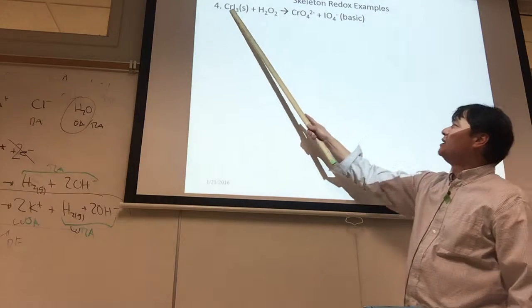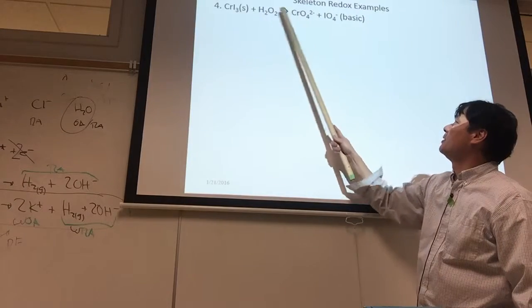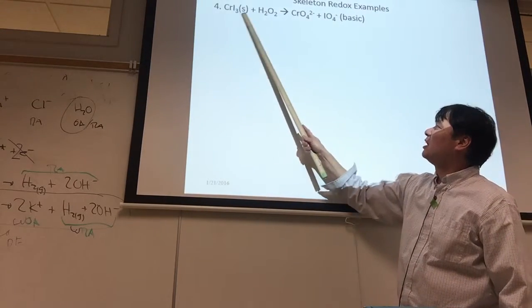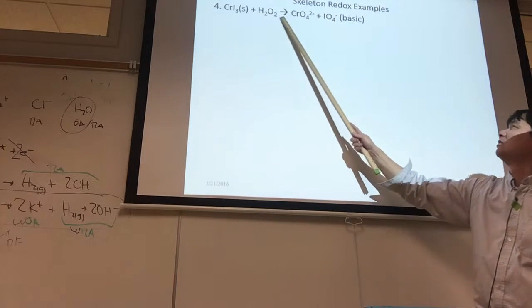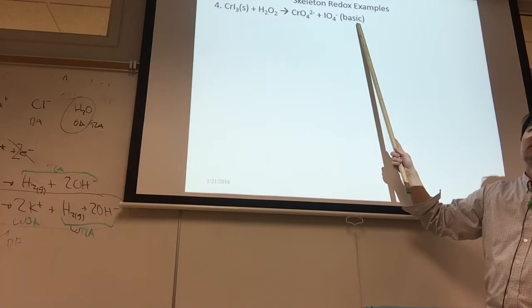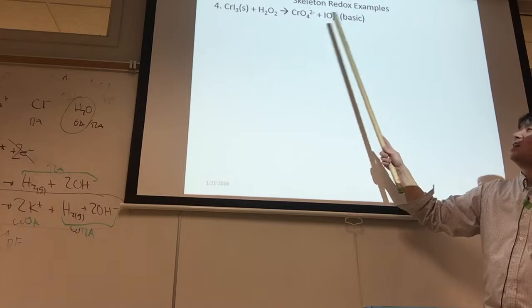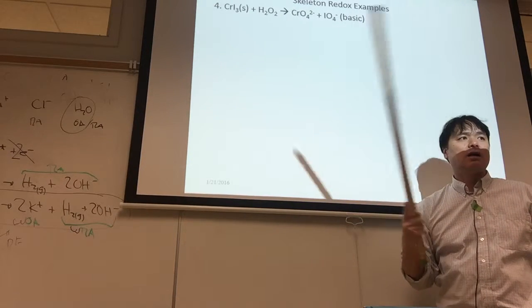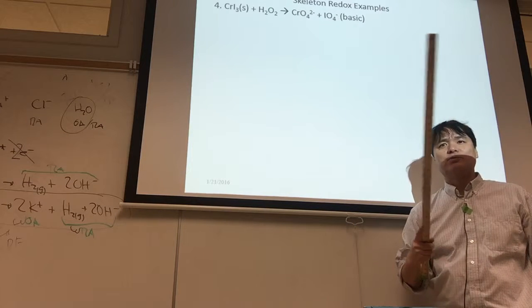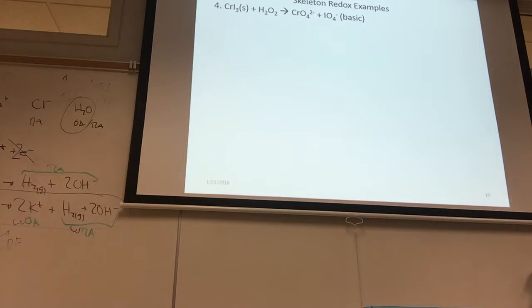Okay, chromium and iodine. Chromium ends up here, iodine ends up here. So CrI3 goes to this and this. But where does hydrogen peroxide go? Hydrogen peroxide goes to blank because we don't have to worry about hydrogen and oxygen. Hydrogen and oxygen always balances out because we add water and we add H+.